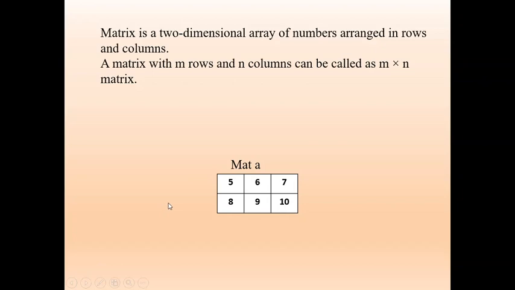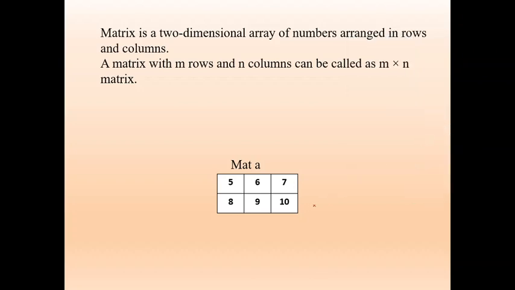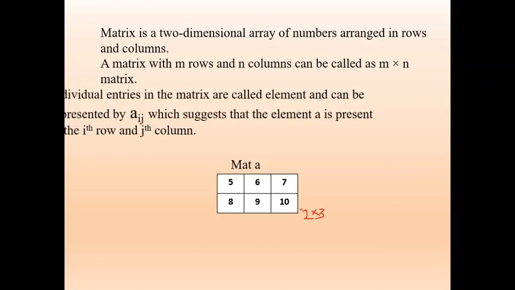This matrix, mat A, has 2 rows and 3 columns. So it is known as a 2 by 3 matrix. M is 2 and n is 3. So it is a rectangular matrix. It may be rectangular or it may be a square matrix.